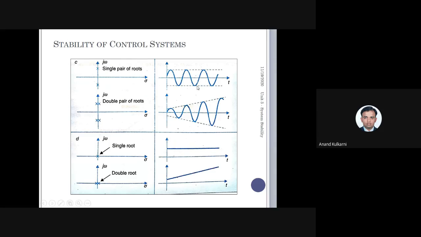What does it indicate? If the input is bounded, the output is bounded. It will remain in the bound only. But in the absence of input, the output doesn't tend to zero. It will keep on oscillating forever. So that means the system is neither stable nor unstable. In that case, it is called limitedly or conditionally stable because it follows the first law.